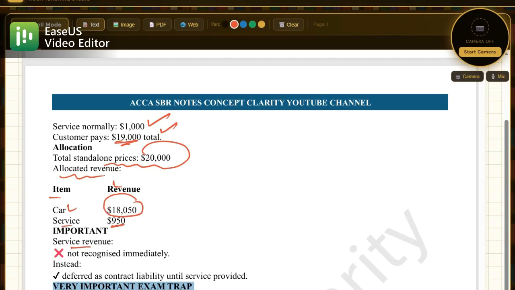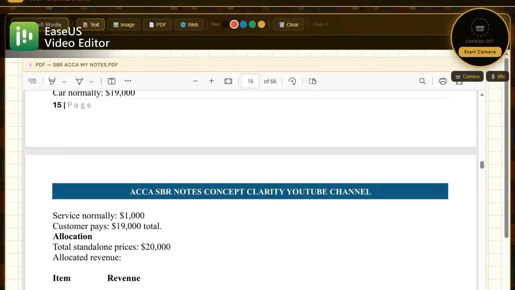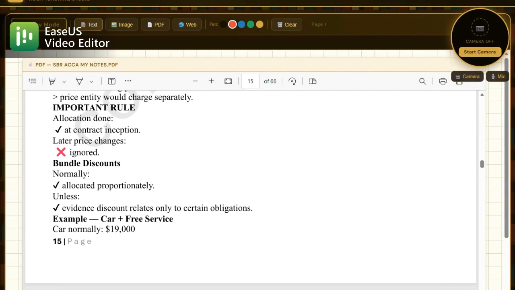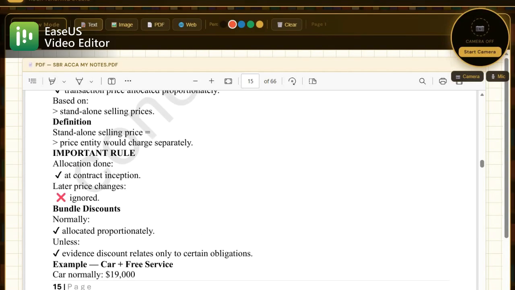The service revenue is not recognized immediately. Instead, it is deferred as a contract liability until the service is provided. Clear? And this is a very normal thing. You have to understand this. We have also discussed bundle discounts. These are important rules.